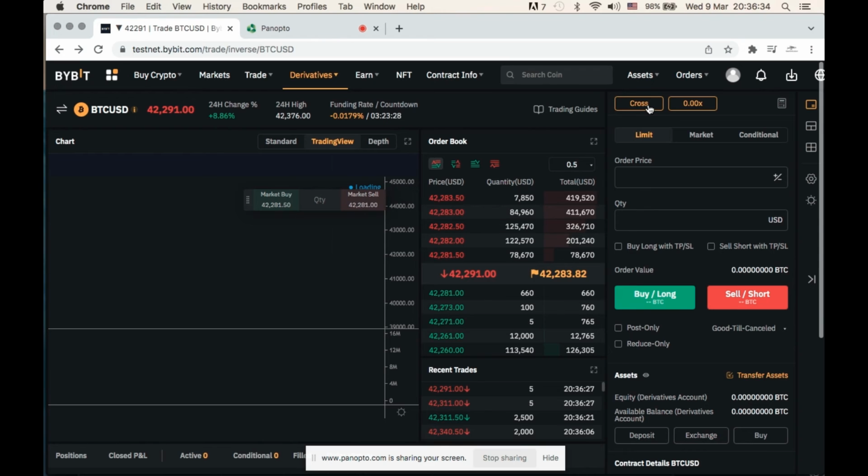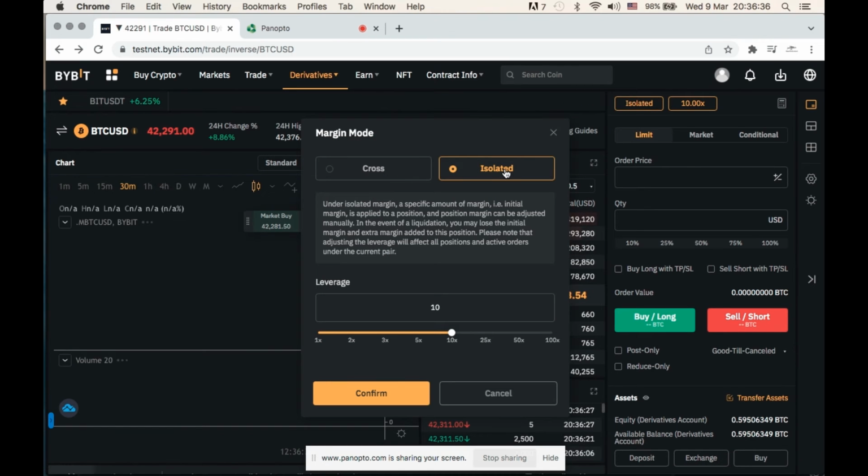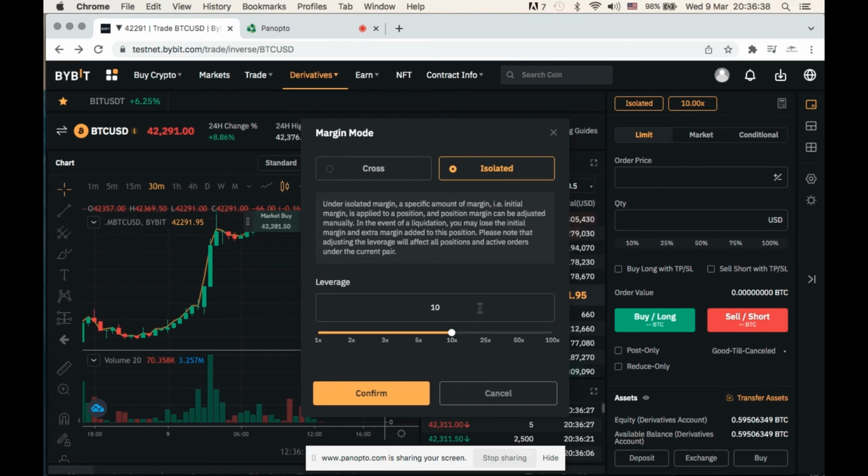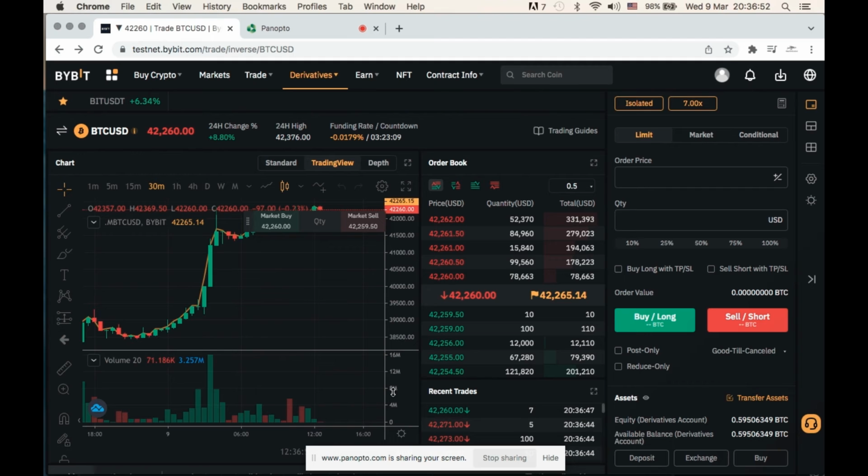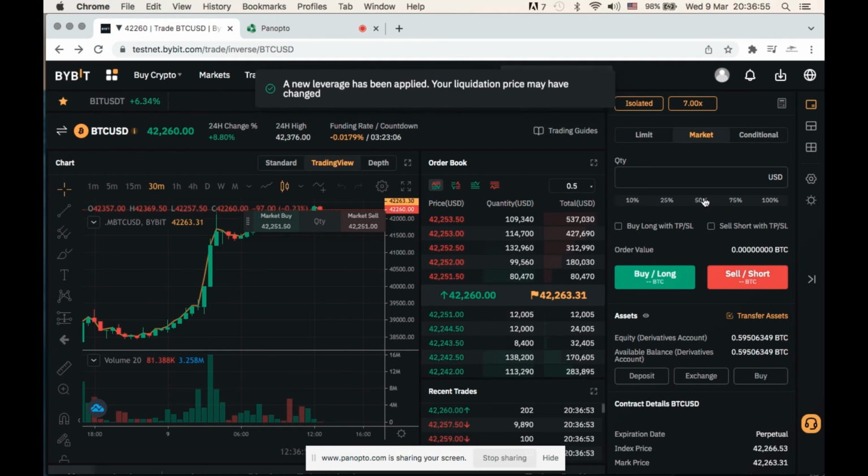So over here we have cross margin and we have isolated margin. In this case, I'm going ahead with isolated margin. This is your leverage. You could adjust your leverage accordingly to your risk appetite. I'm going with 7x, for example, 7x. I'm going to go ahead, let's see.